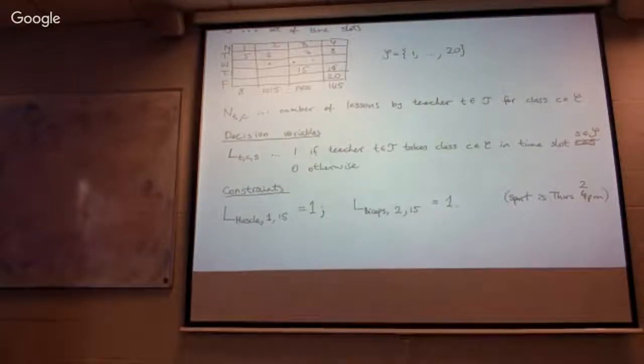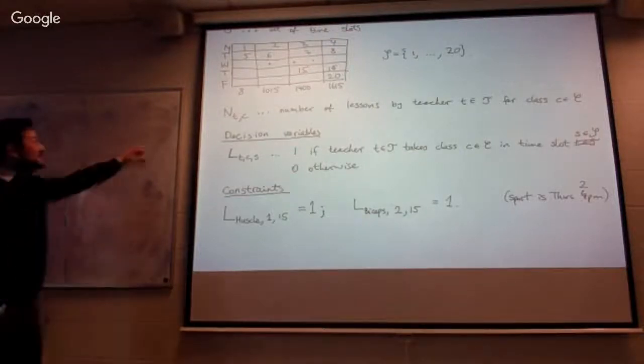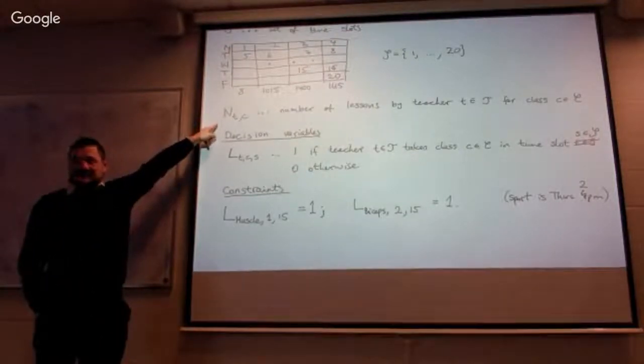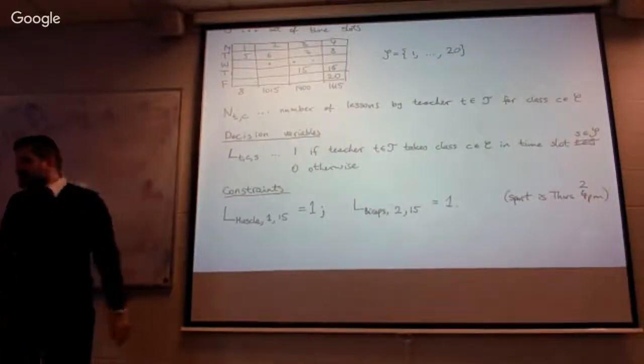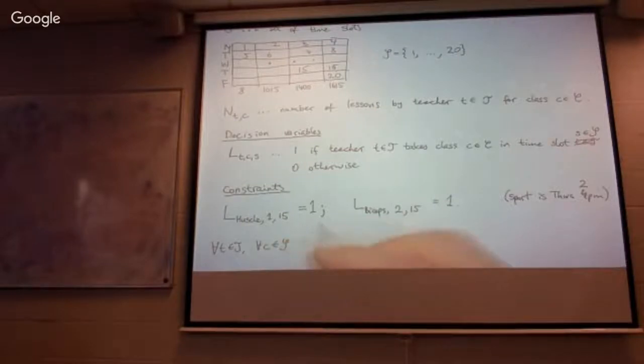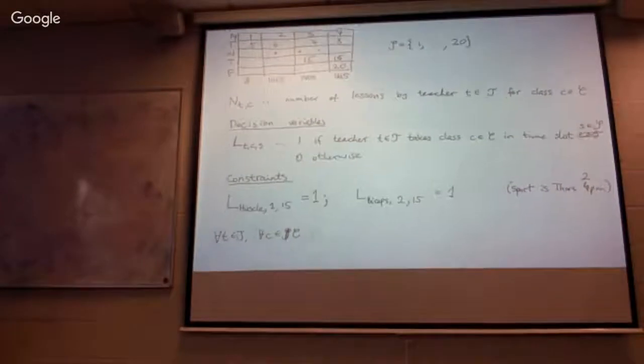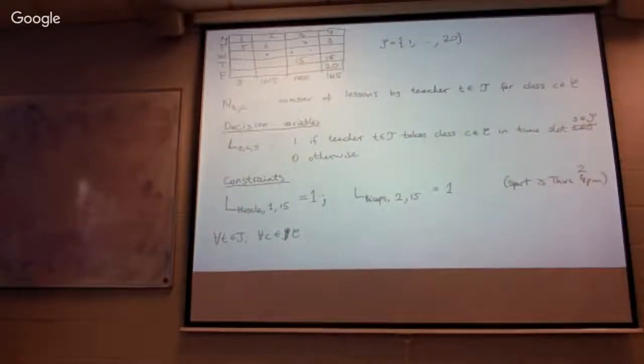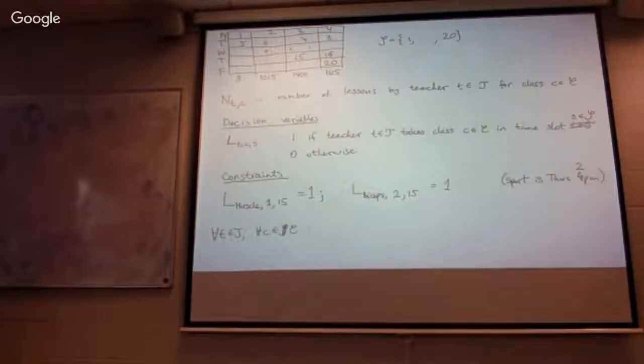Okay, so one of the constraints is that we have to have the correct number of lessons for each training. So for every teacher and for every class, curly C. For every teacher in class, we need that the number of lessons they're giving to that class is exactly that number that we know from the table. So what is the total number of lessons they're giving?